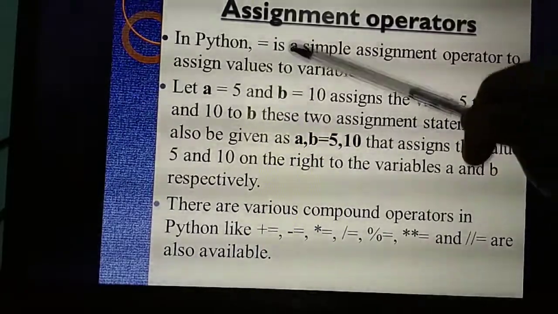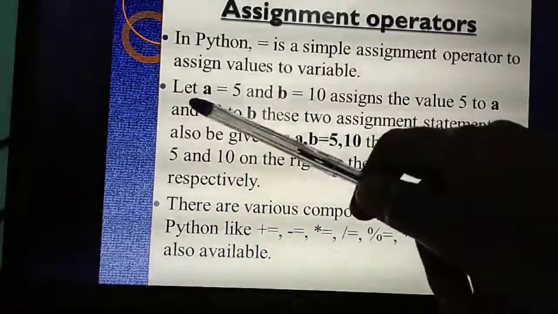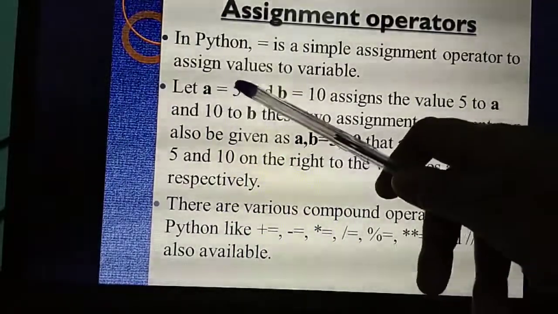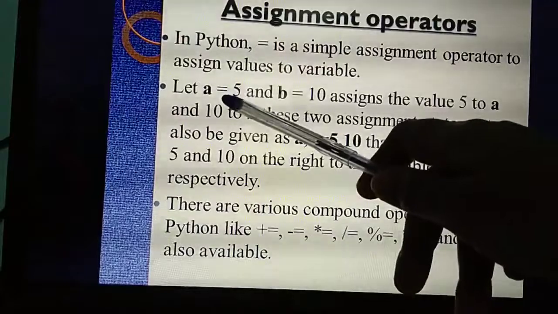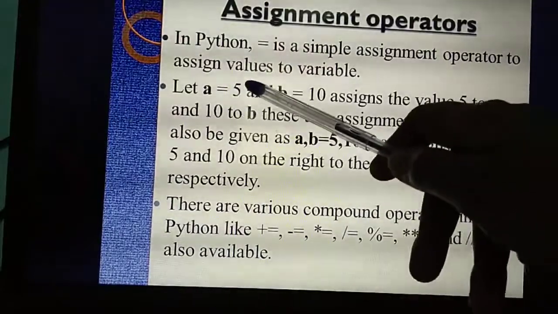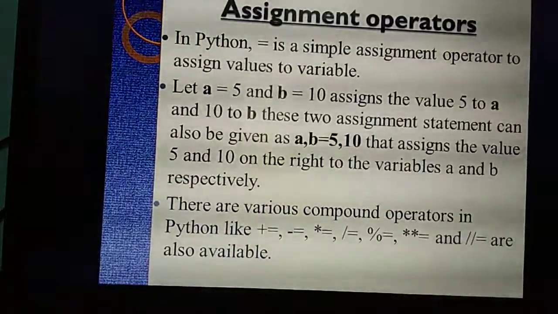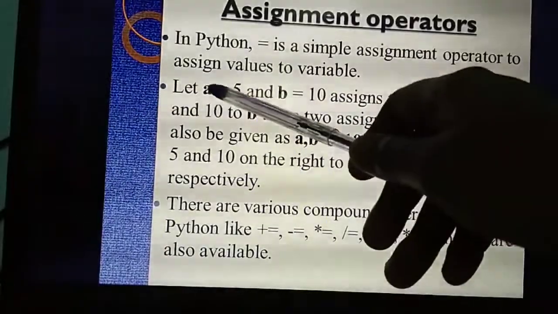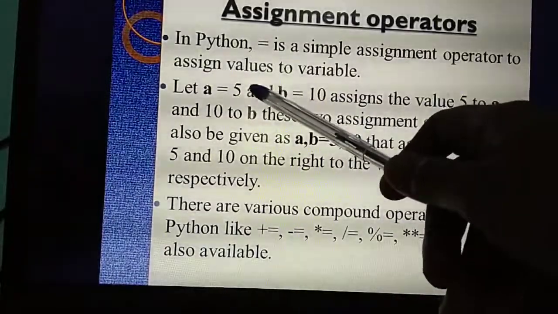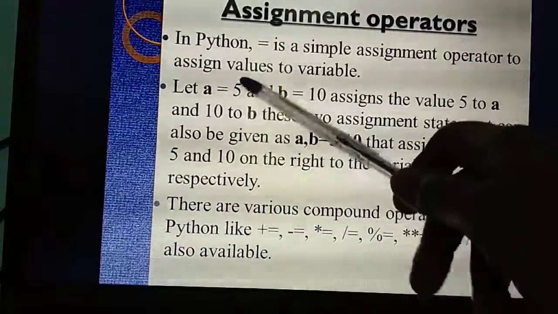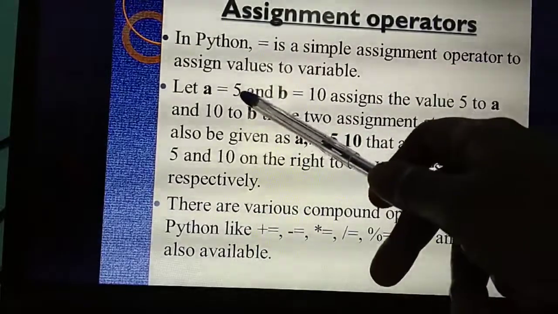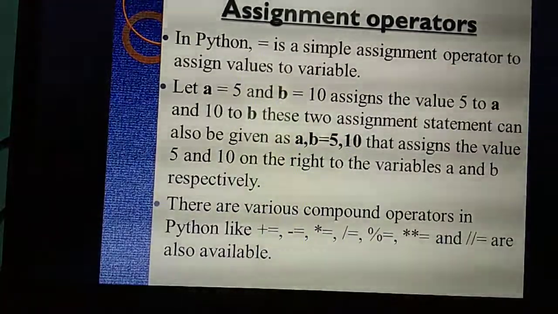Understand? See the next line, then you will understand. Let a equal to 5. So this is the assignment operator, equal to. I am going to assign the value 5 to the variable a. So what's the variable here? a. What's the value here? 5. So I am assigning the value 5 to the variable a.